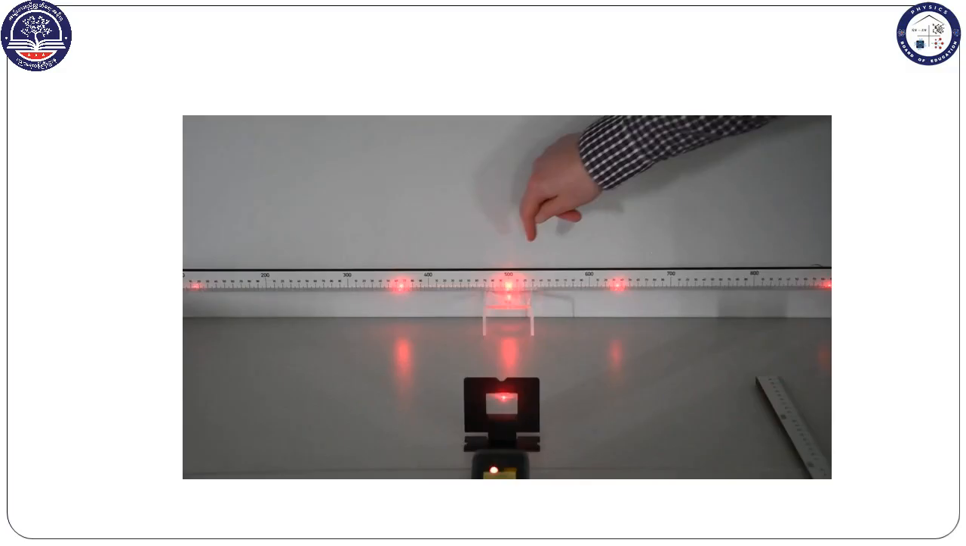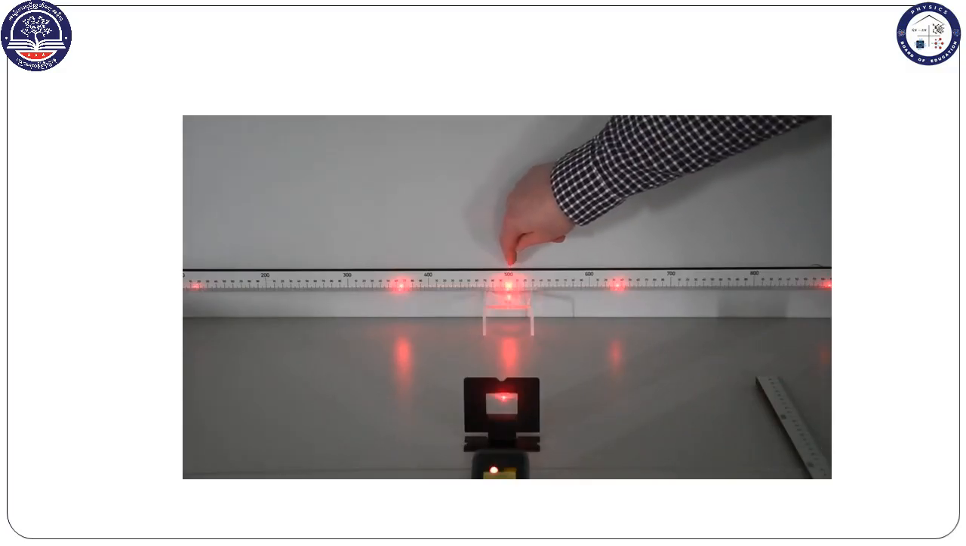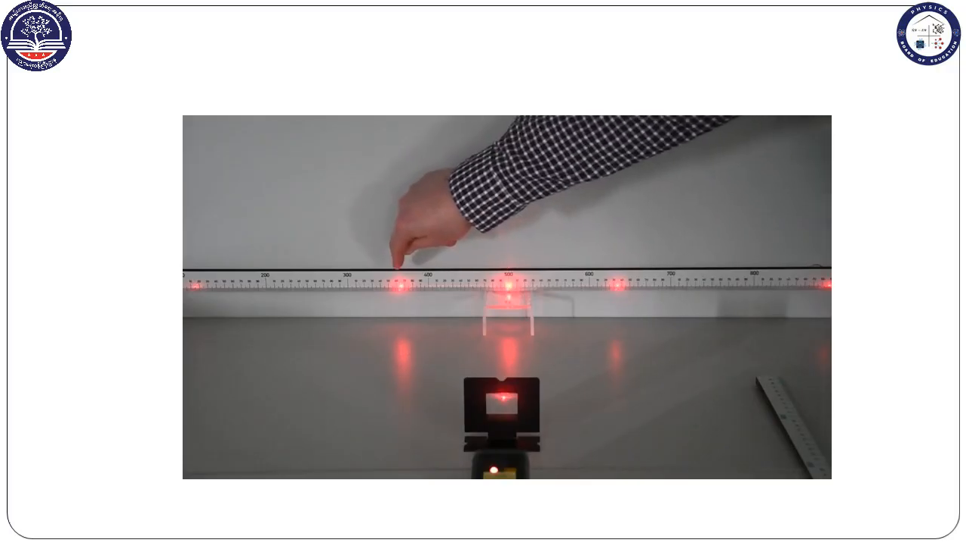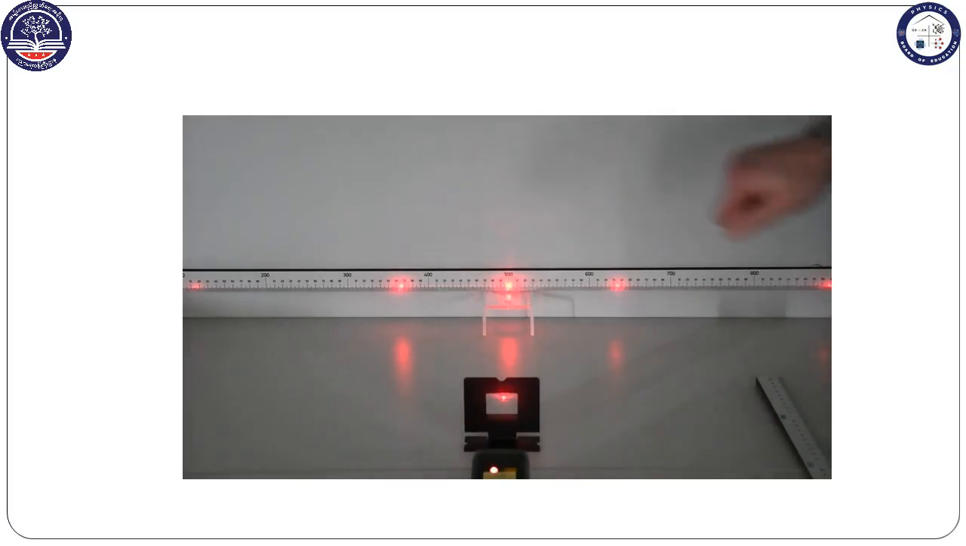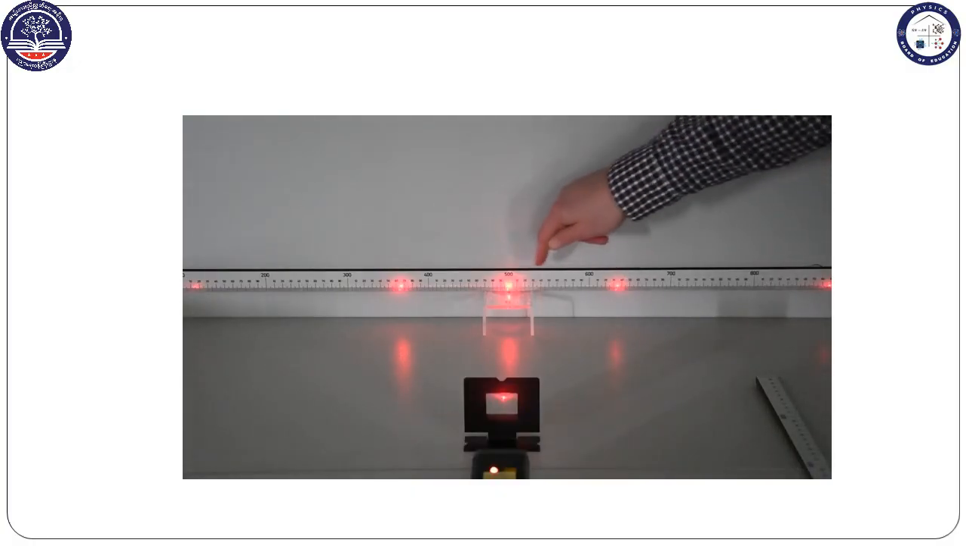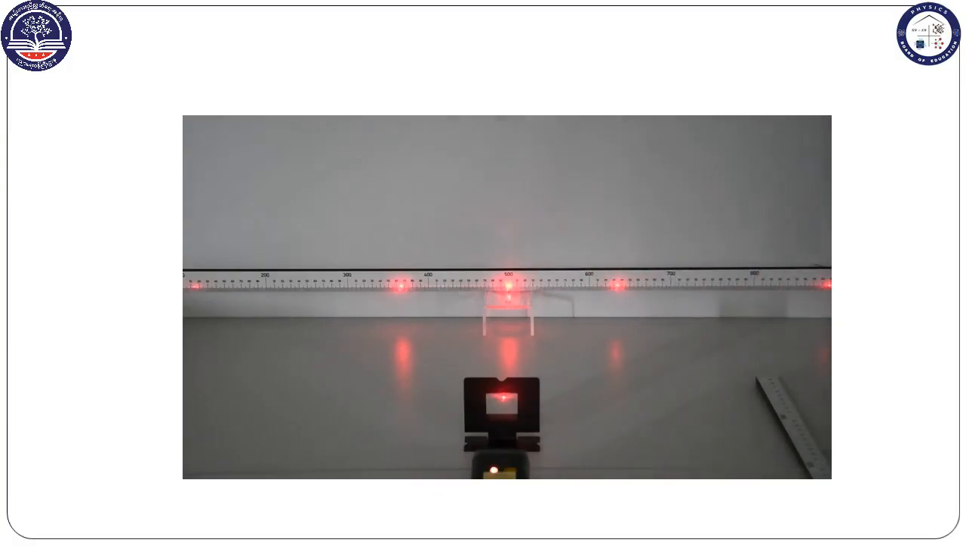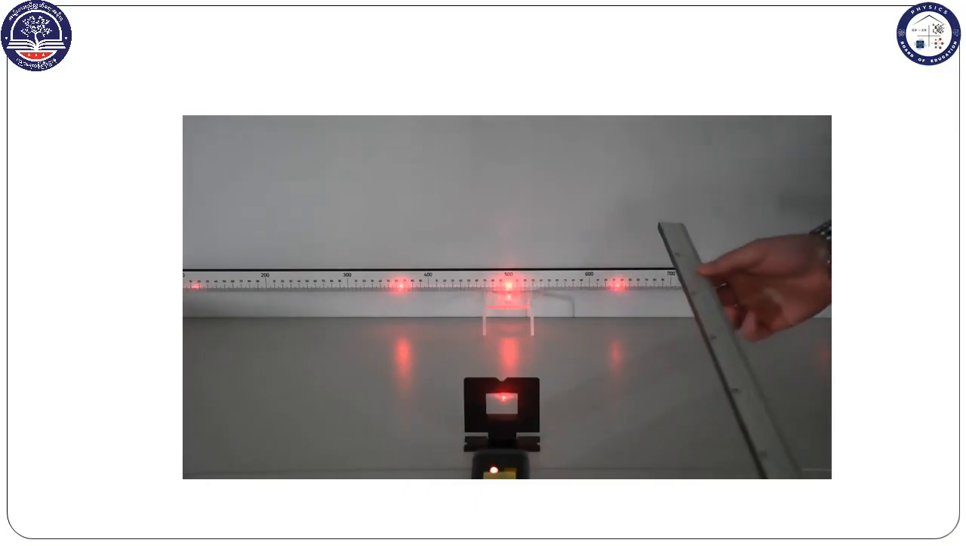As you can see, the 0 order is still visible at the center of our meter stick at 50 centimeters. We can also see the 1st and 2nd orders on the left-hand side, as well as the 1st and 2nd orders on the right-hand side. We can now measure the distances between the orders on both sides. Finally, we can measure the value for d, the distance from the diffraction grating to the ruler.